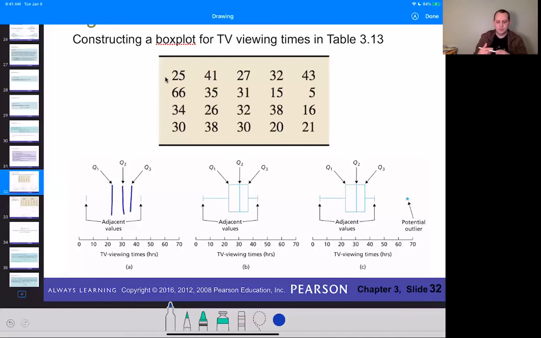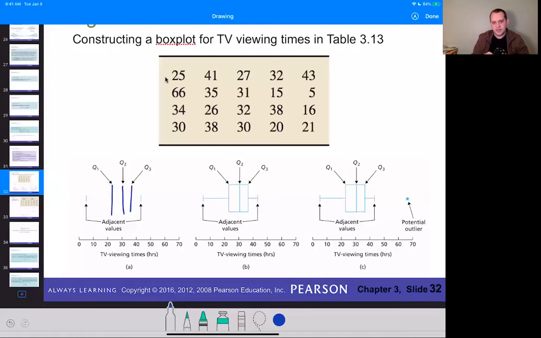This is the whisker part of the plot. So these are the vertical lines that we're going to have for our 3 quartiles. And then we're going to write down the adjacent values. That can be the min and the max, but not including the potential outliers.